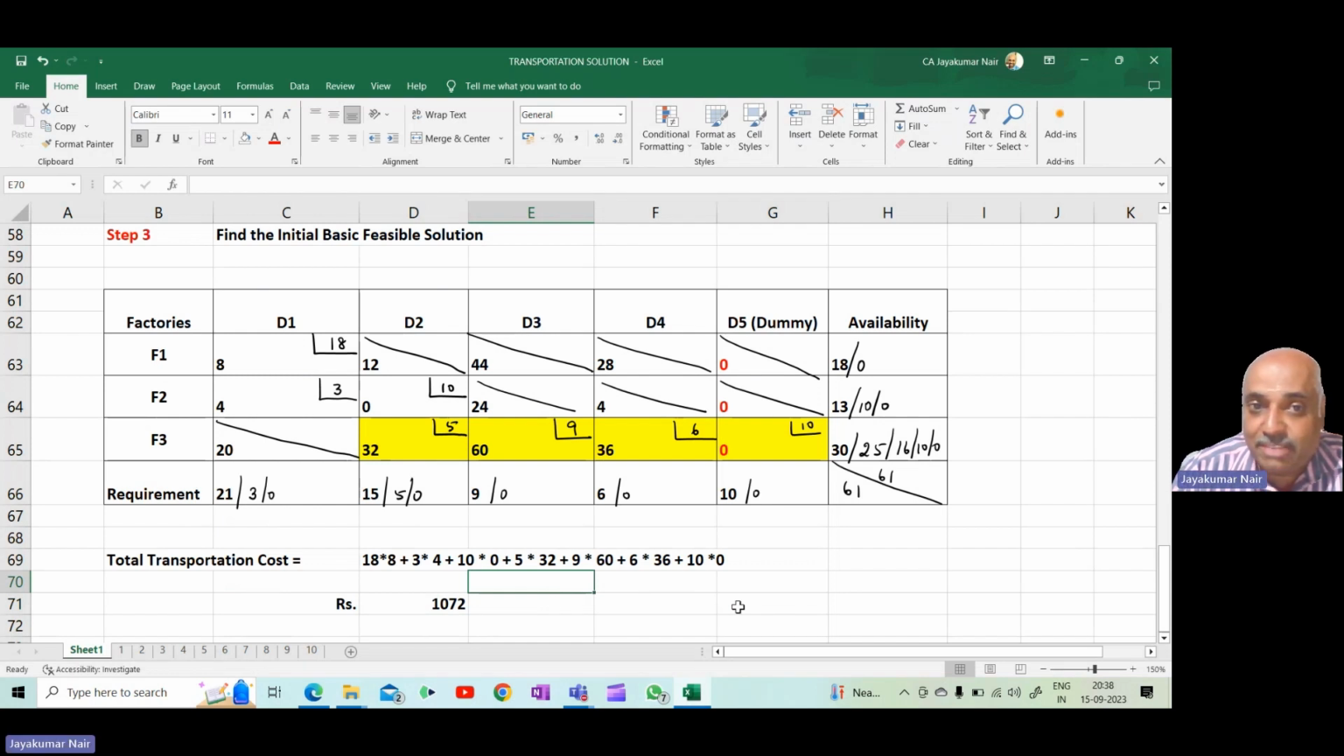So this is how you compute the initial basic feasible solution under the Northwest Corner rule for a transportation problem. I hope you have understood.